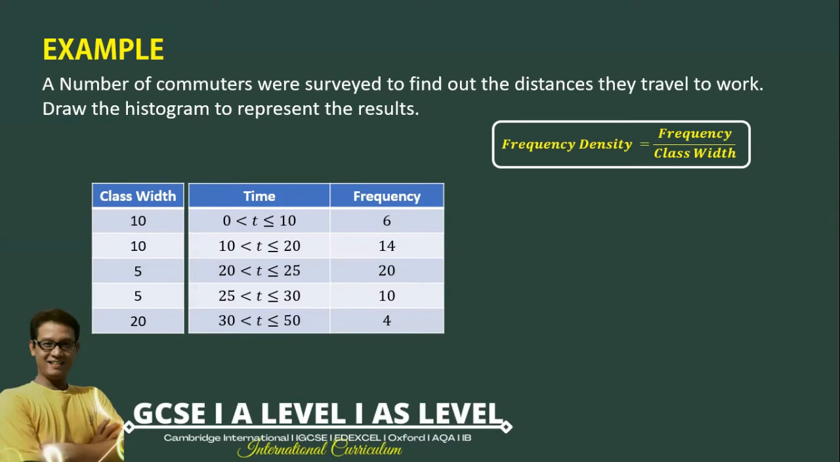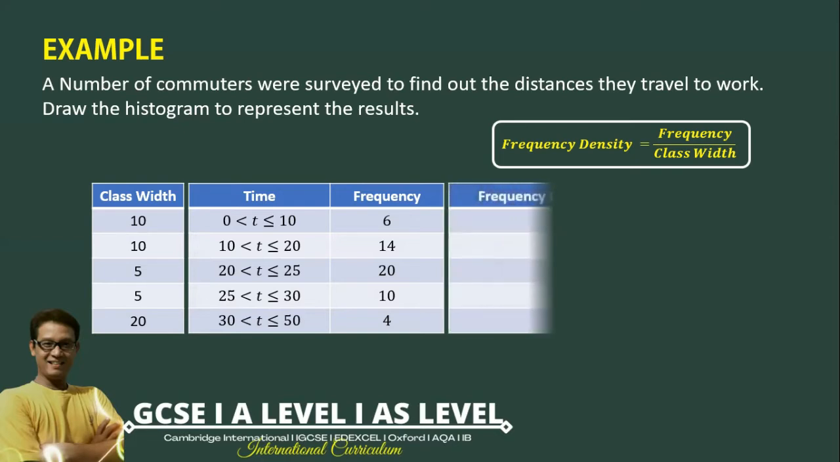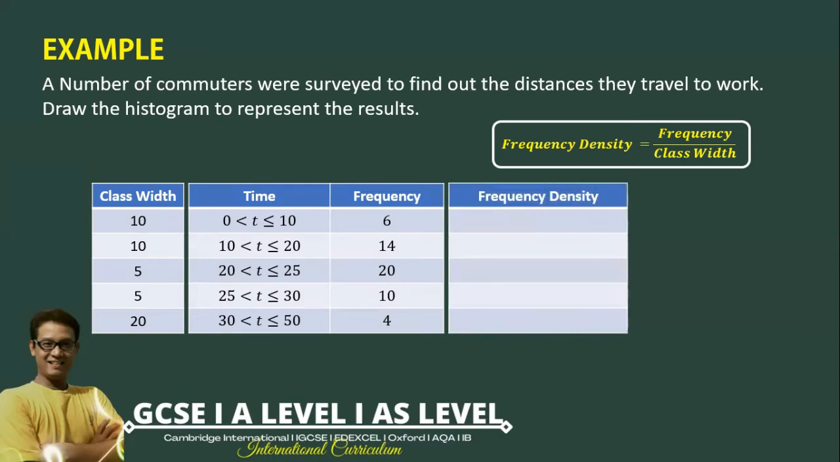Okay, students, now what is the next? The next is to find frequency density. Based on the formula, frequency density equals frequency divided by class width. Please focus on the two columns to discuss: class width and frequency. Is it clear to you, everyone?